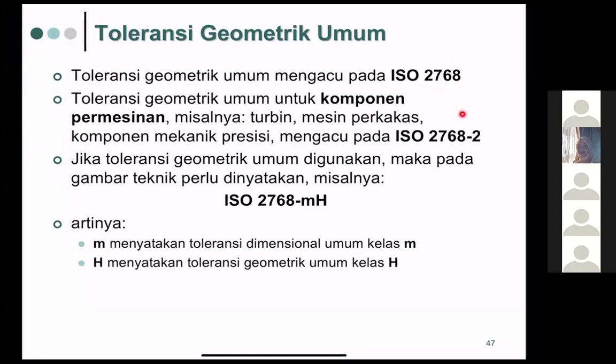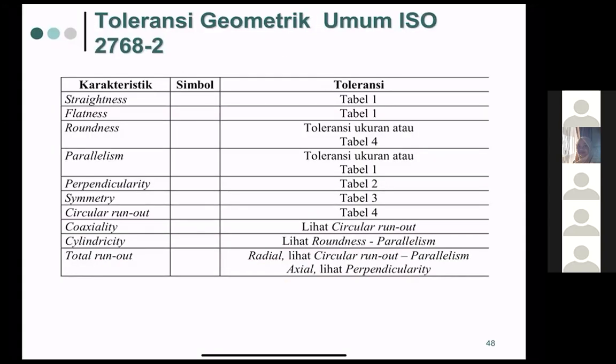We have like there is a number, there is an alphabet over here that tells you about the class and also the number. Okay, so for example, the ISO, this is the code 2768-mH. M stands for the general dimensional with class M, and capital H shows you about geometric for class H. Okay, so there's dimensional and also the geometric. Okay, so here we're going to revert to ISO.